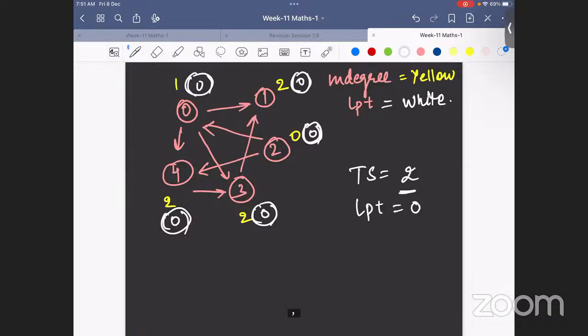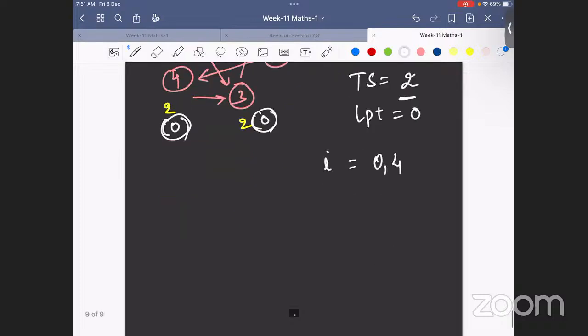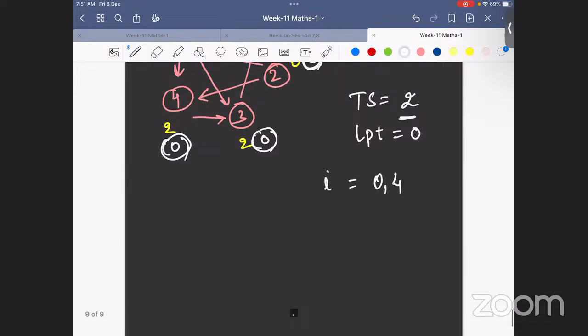For 2, what are the adjacent ones? Yeah. So I should be 0 and 4. Correct? Is it correct? Yeah. So I is 0 and 4. So you have to update the value of longest path to 0, and then you have to update the value of longest path to 4 also. Correct? So what should be the value for longest path to 0?